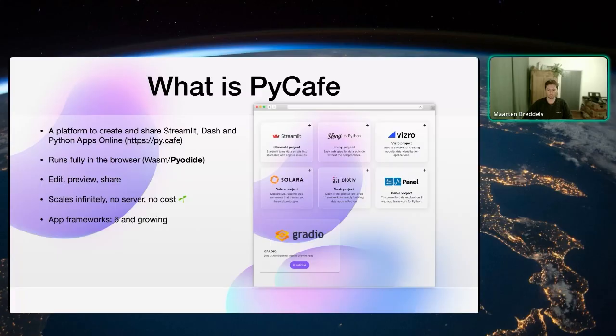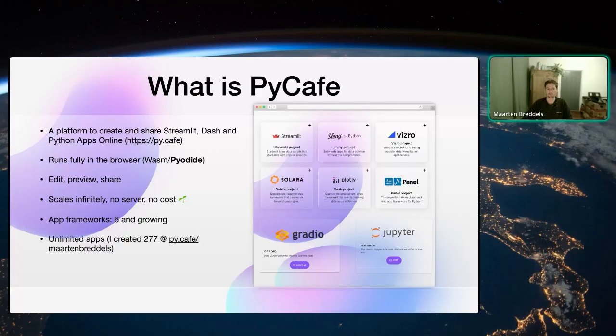And we currently support six frameworks: Streamlit, Shiny, Vizro, Solara, Plotly, and Panel. But we hope to soon also support Gradio, and we always ask people to vote. So if you go to PyCafe, you can vote for what you want to have next. Now you can choose between JupyterLab or Jupyter Classic Notebook, so an interesting choice, and another project, JupyterCAD.